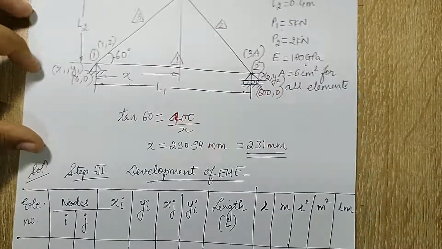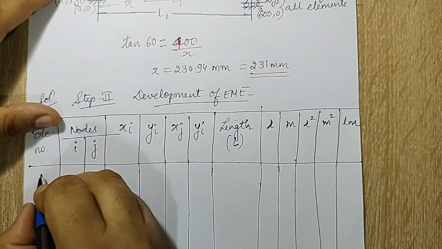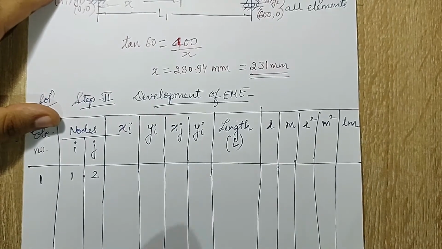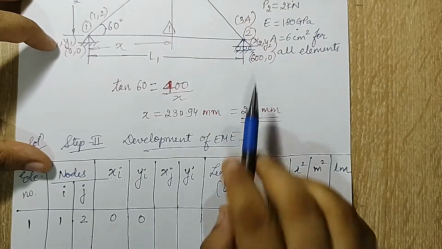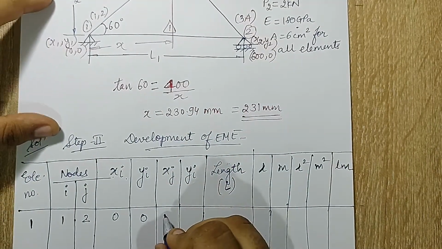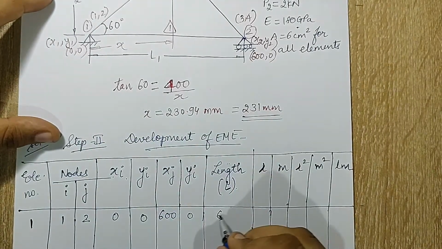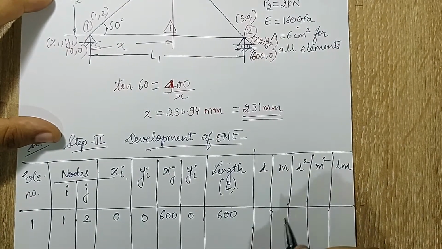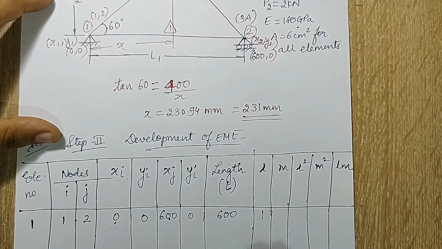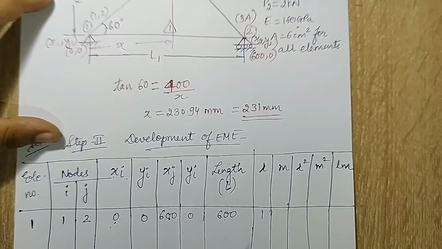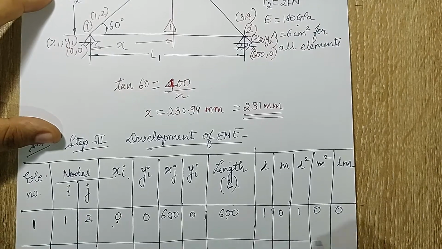Now I'll start with element 1. I can observe element 1 is between two nodes, 1 and 2. So here I'll write element 1 between nodes 1, 2. This will be x1, y1, which is 0, 0. j is 2, so this will be x2, y2, which is 600 and 0. The length of this element, L1, is 600. l will be xj minus xi upon L, so it will be 600 upon 600, which is 1. m will be 0 minus 0 upon 600, which is 0. So this will be 1, 0, 0. This completes element 1.